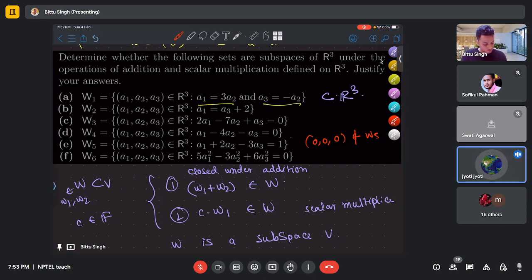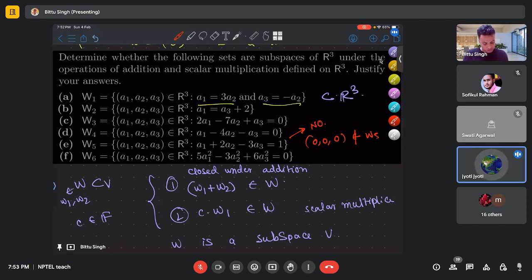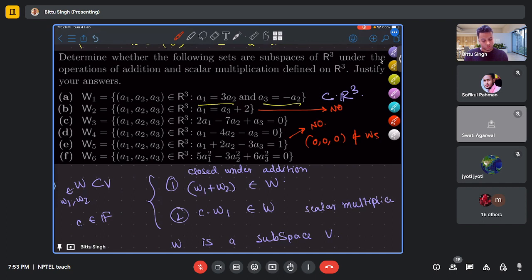What about W2, sir? (0,0,0) in this case. Yes, it is also not a subspace because the plane does not pass through the origin. Yes, it is not a subspace.